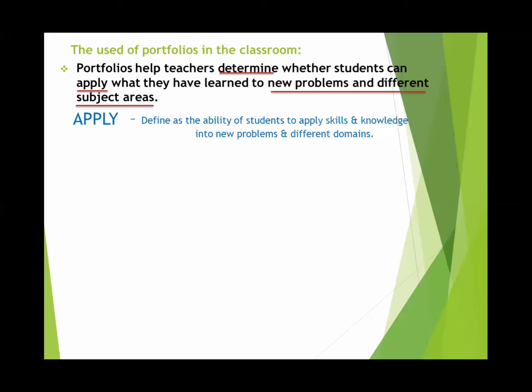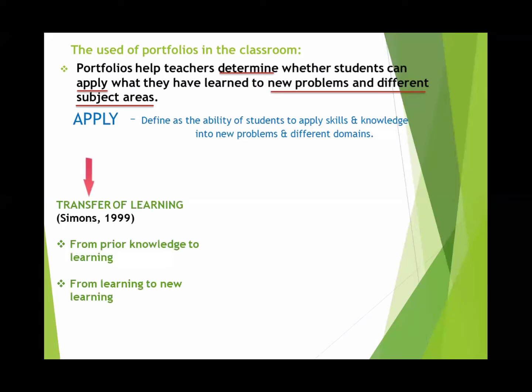So in other words, the word apply is the transfer of learning. The transfer of learning occurs whenever previously learned knowledge and skills affect the way in which new knowledge and skills are learned and performed. According to Simons in 1999, there are three types of transfer of learning: from prior knowledge to learning, from learning to new learning, and from learning to application.